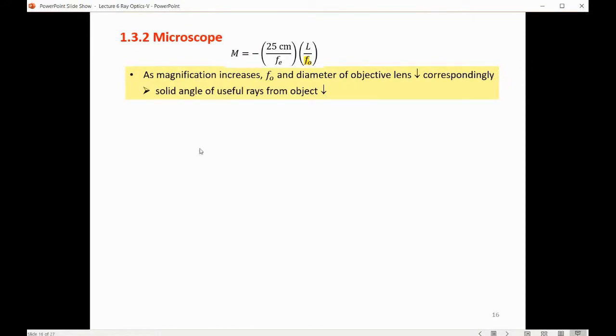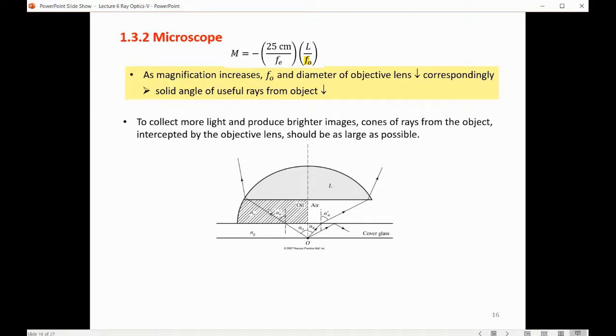As magnification increases, we will be using smaller objective lenses, which means the diameter will be smaller, and the focal length of the objective lens would also decrease correspondingly. In that case, if this diameter is smaller, then the solid angle of the useful rays from the object that is collected by this lens would also be smaller. To produce brighter images, we need to collect more light. In other words, this cone of rays from the object that is intercepted by the objective lens should be as large as possible.